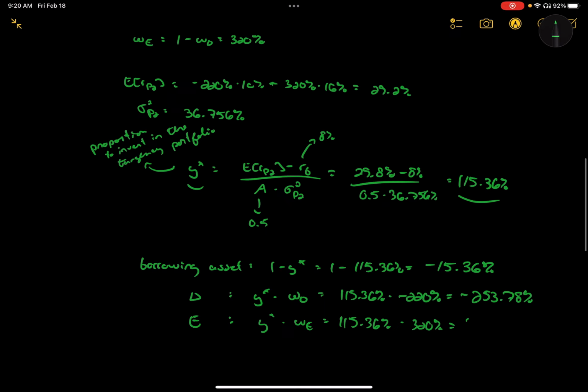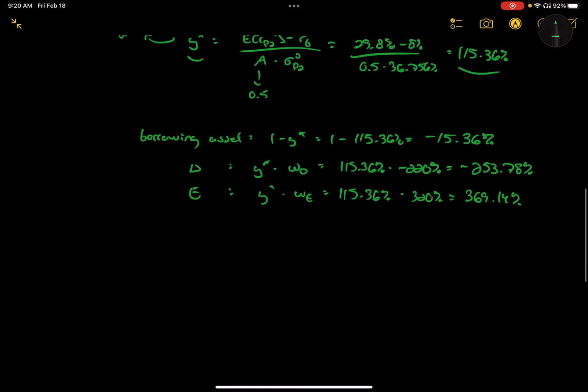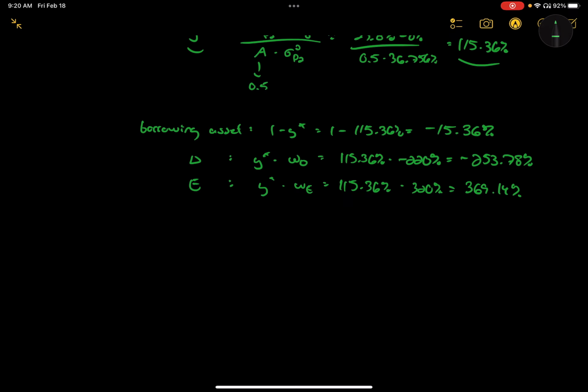Similarly for E, sorry, 20%, that gives us 369.14%. Voila, so that's for this subsection. Moving on to the next, C.